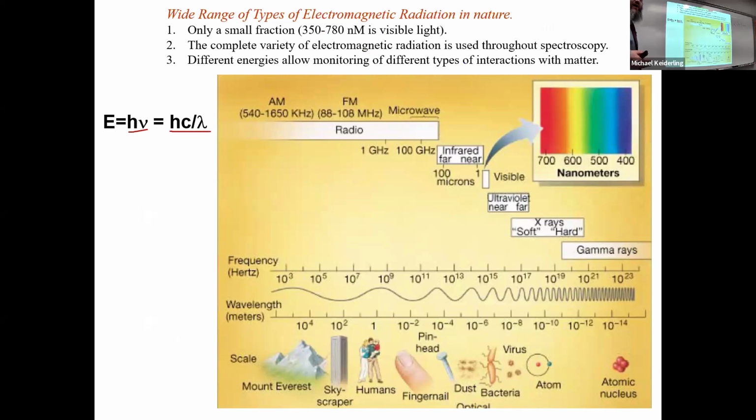So there's a wide range of electromagnetic radiation. The energy of any electromagnetic radiation is h times frequency, or hc times wave number. What that means is that different energies allow monitoring different types of interaction with matter.